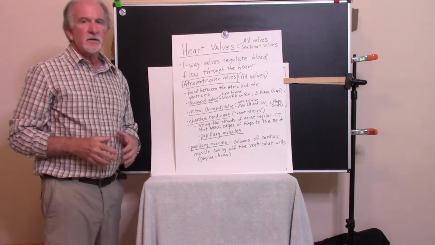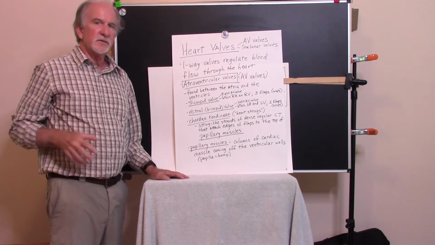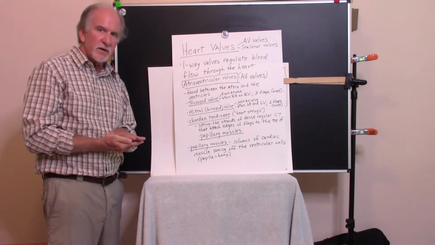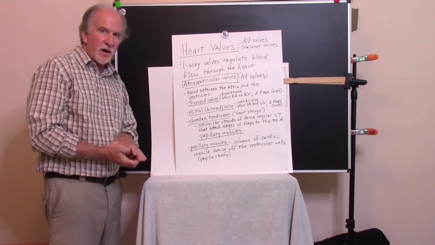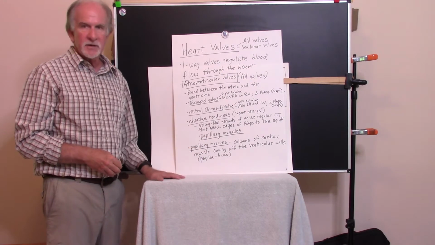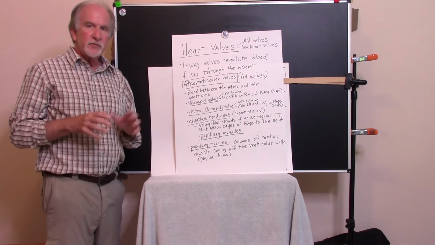Chordae tendineae are sometimes referred to as heart strings, and they're little cords of fibrous connective tissue that connect the edges of the flaps to the tops of papillary muscles. And the papillary muscles are columns of cardiac muscle coming off the ventricular walls.